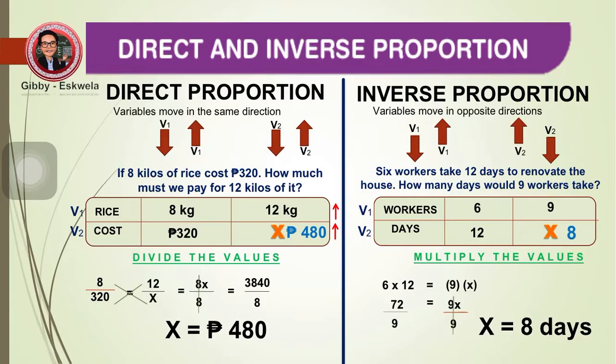Okay, let us check if this was really an example of inverse proportion. As shown in the table, variable 1, which is the number of workers, has increased from 6 to 9, but variable 2 has decreased from 12 down to 8. And since these two variables moved in opposite directions, this is then an example of inverse proportion.